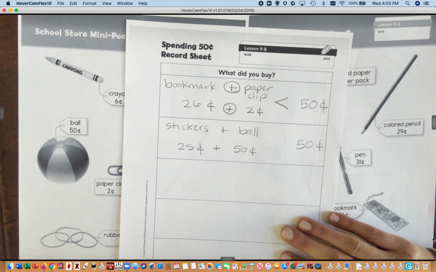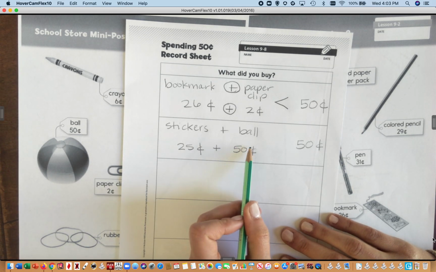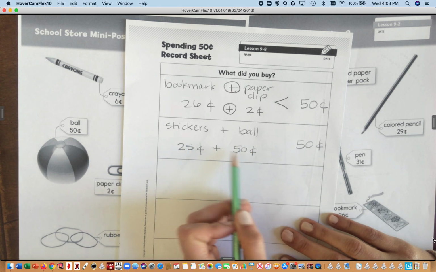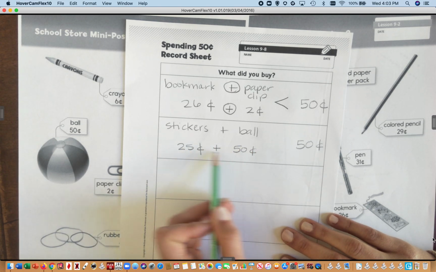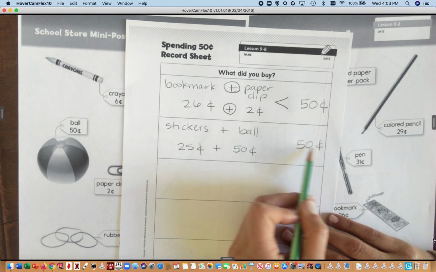Great. Now, I need to compare this price to 50 cents. Do I have enough money or do I have not enough money? Is it going to be more than my 50 cents to spend or less than my 50 cents to spend? Well, I know that this has 50 cents just for one of the two things I picked out. So I know that this is going to be more than what I can spend.